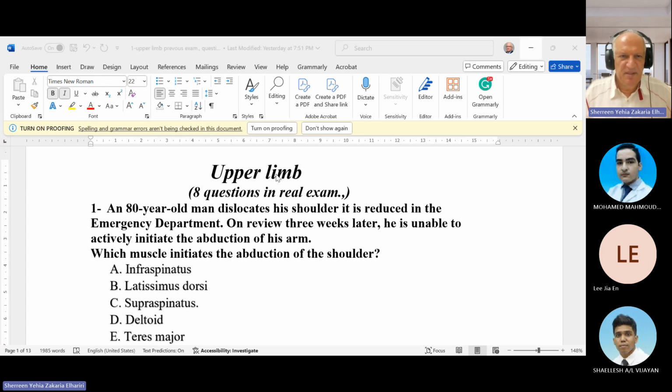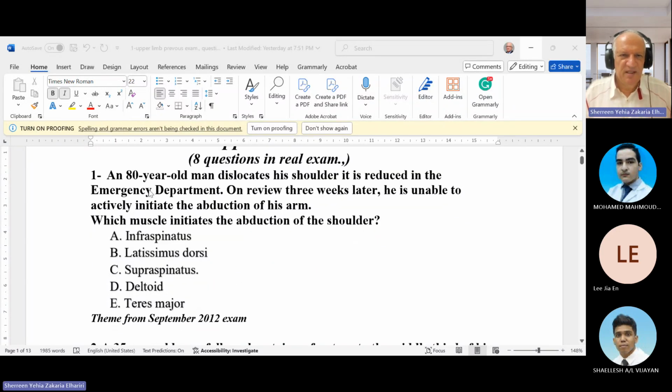In the exam, anatomy is 75 questions out of 300 questions, so it is a big bulk of questions. Upper limb is about 8 questions. So we can start. I read the first question. After that, Shalash and Rashad read.